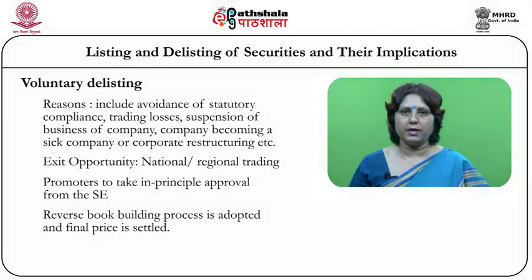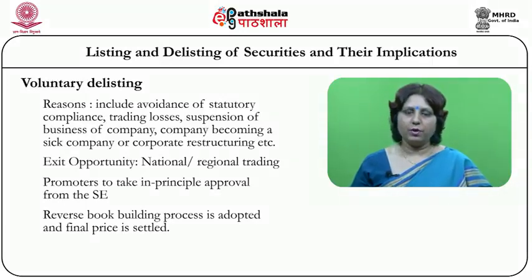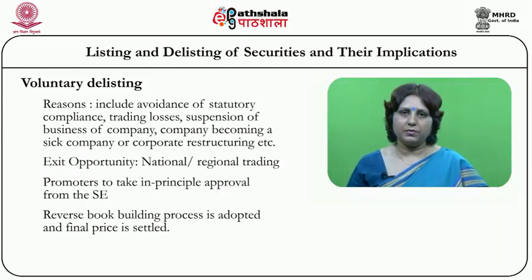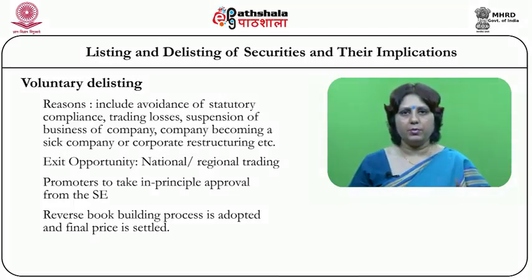And what is reverse book building? The promoters come up with an offer of delisting and they ask the shareholders of the company at what price they are willing to sell their securities to the promoters of the company. So a floor price is fixed and then a final price is fixed on the basis of the reverse book building process. On the basis of the floor price multiplied by the number of similar securities outstanding in the market, that amount is calculated, and the promoter has to keep that amount in the escrow account, which will be used for paying back the shareholders at the time of exit opportunity.